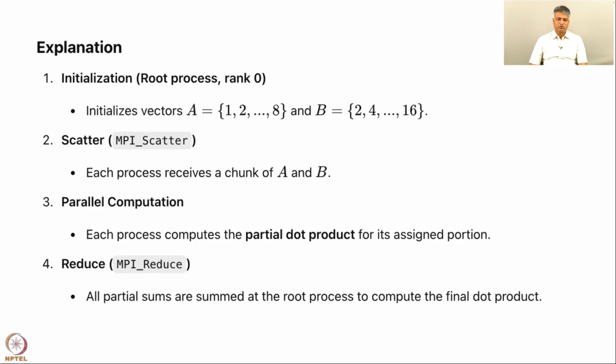Each MPI process then computed the partial dot product. So what does that mean? Process 0 computed 1 times 2 and 2 times 4. So it basically added 2 and 8 and gave a partial sum of 10. Similarly, process 1, process 2 and process 3 each computed their individual partial dot products. Finally, we used the MPI reduction option to sum up all the partial sums at the root process, and this was computed and displayed on the screen.